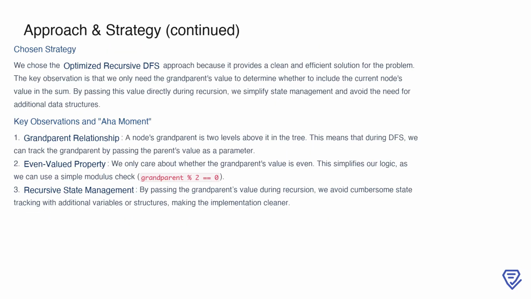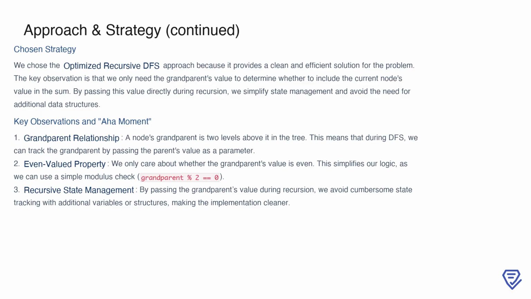We ultimately selected the optimized recursive DFS approach because it provides a clean and efficient solution to the problem. The core idea is that we only need the grandparent's value to determine whether to include the current node's value in the sum. By passing this value directly during recursion, we simplify state management and avoid the need for additional data structures. The key insight that led to this choice is the relationship between a node and its grandparent.